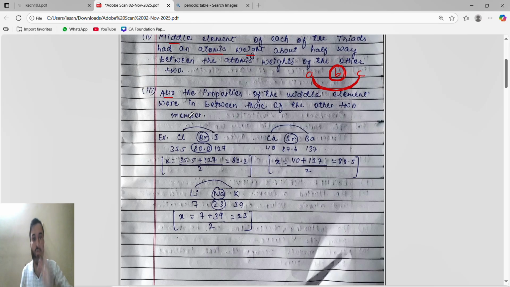See, he took chlorine, bromine, iodine. Remember this triad: chlorine, bromine, iodine. Chlorine is 35.5, iodine is 127. He did the average of the first and third: 35.5 plus 127 divided by 2, you will get 81.2. But bromine is 80.2, and he was getting 81.2.